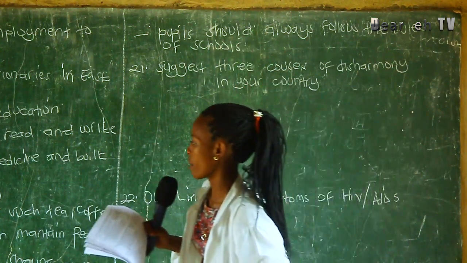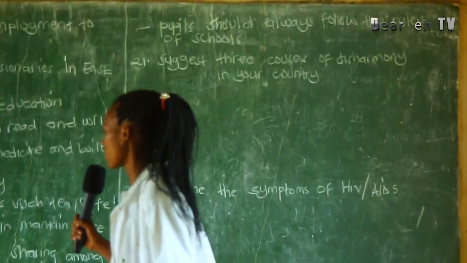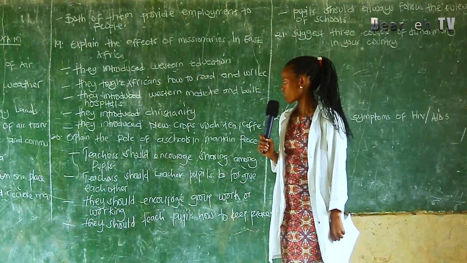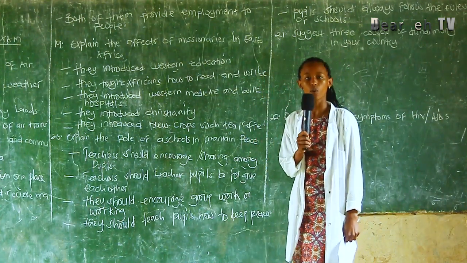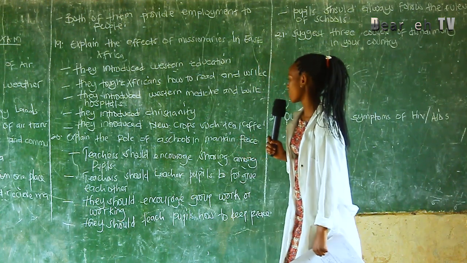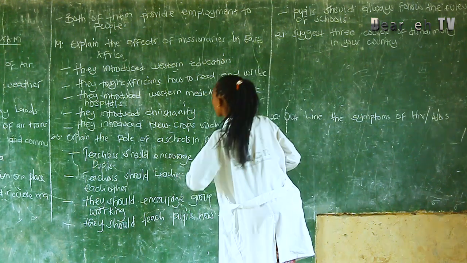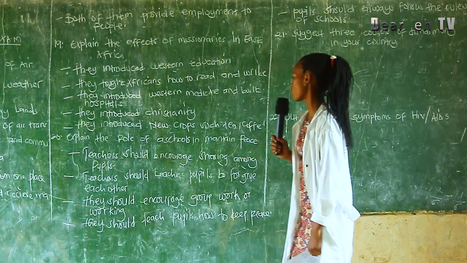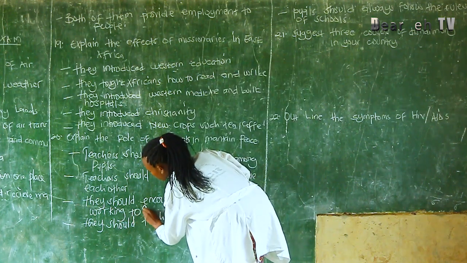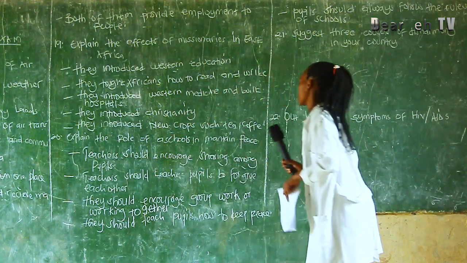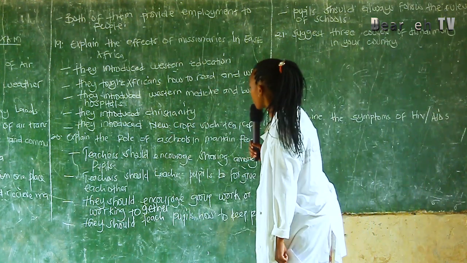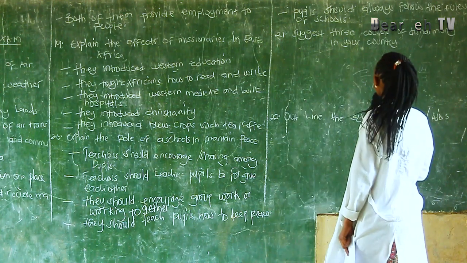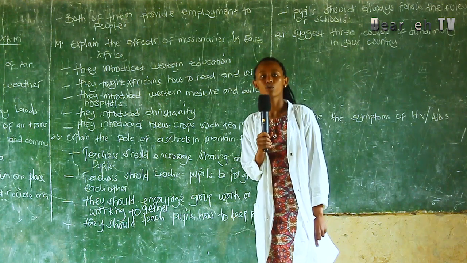So, this is question number 20, which states: explain the role of schools in maintaining peace. The first point states that teachers should encourage sharing among pupils. Point number two, they should teach pupils to forgive each other. Point number three, teachers should encourage group work or working together. Point number four, they should teach pupils how to keep peace. Last point, pupils should always follow the rules of the school.